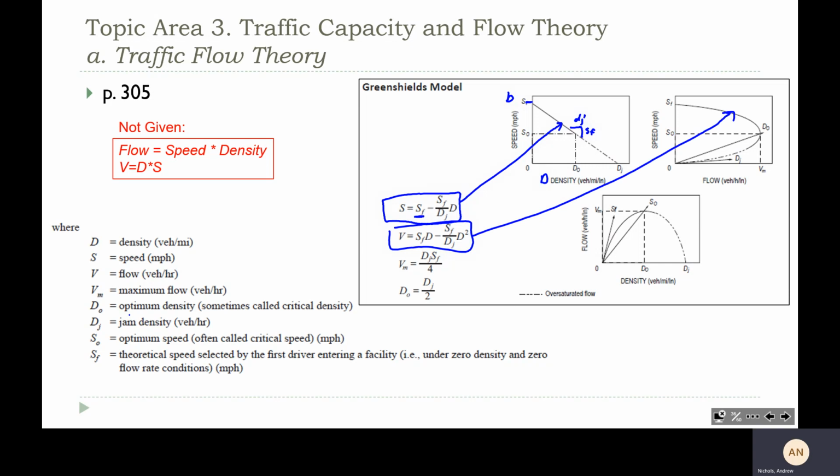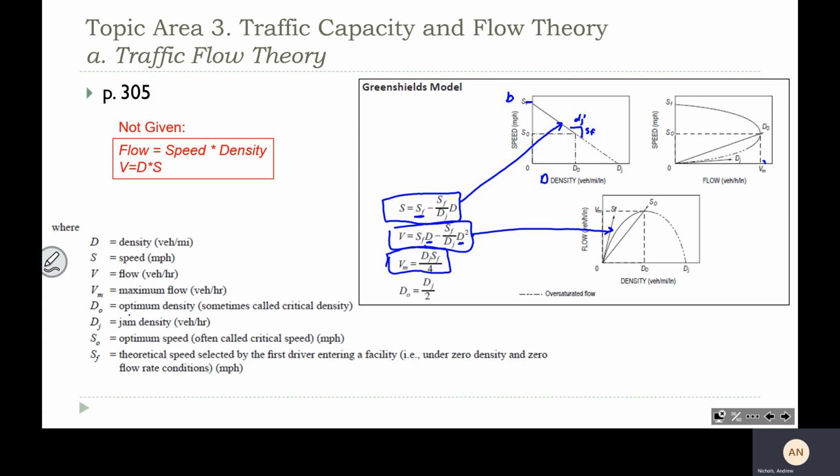So for any given value, oh, no, I drew it the wrong one. It's speed and density. So it's this equation here. So for any value of D, we can calculate the corresponding flow rate if we know SF and DJ. So the third equation is useful.